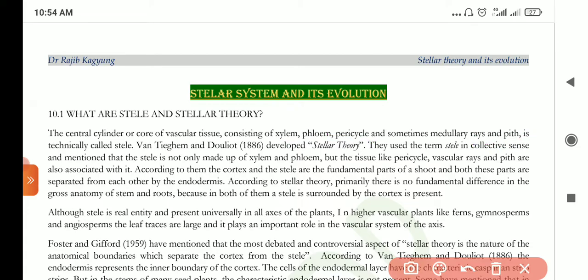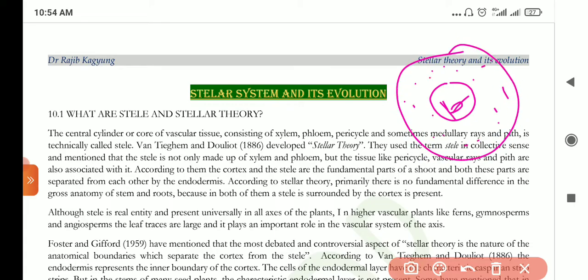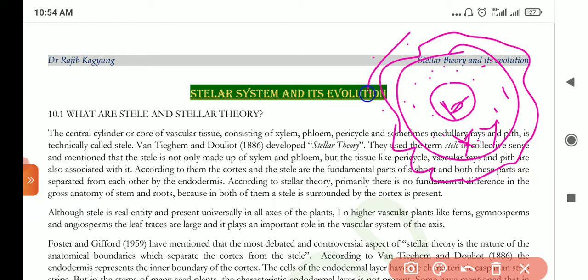Okay, so let me draw. In higher plants, you will start with a pith, green cells, right? This is the pith. I'll just write a small p. Then around that, some cells are there. Let me draw like this. Around that, some cells are there which are xylem. Then around those, even more cells are there.